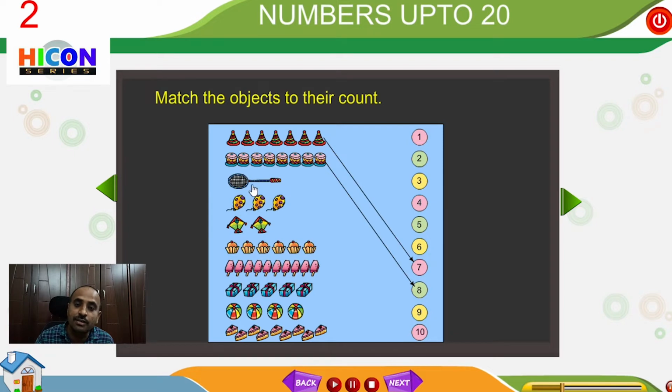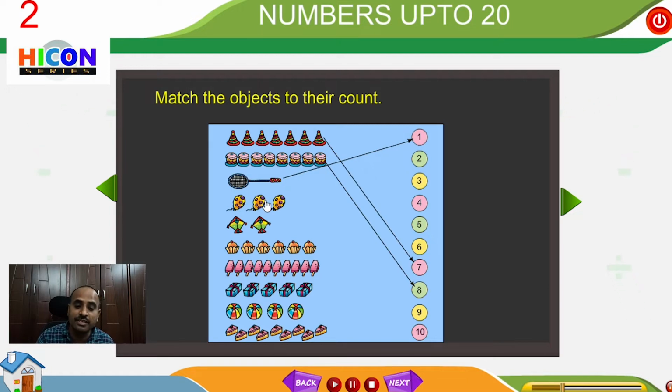So children, see the third picture. This is a shuttle bat. How many shuttle bats are there? So there is only one shuttle bat. So we have to match this shuttle bat with the number 1 present on the right side. So match the shuttle bat with the number 1.